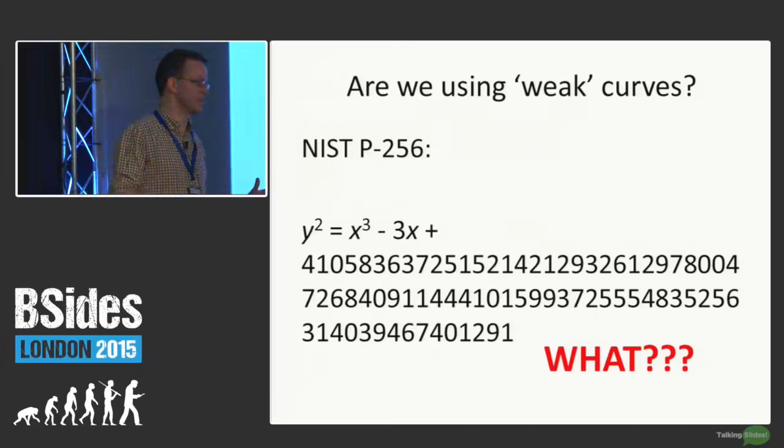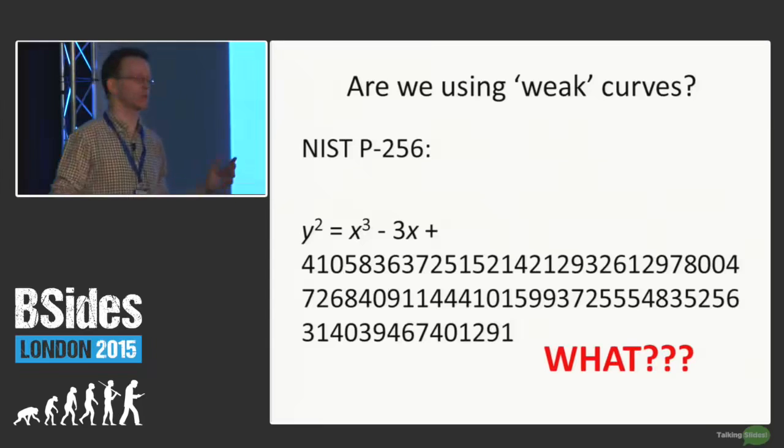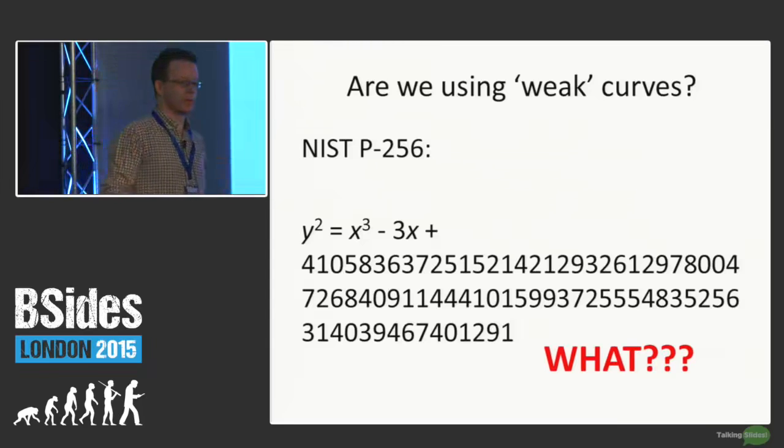I don't think there's a backdoor or a secret algorithm, a secret weakness that NIST or their buddies at the National Security Agency know about, but it's possible, and I think we should avoid this kind of curves.